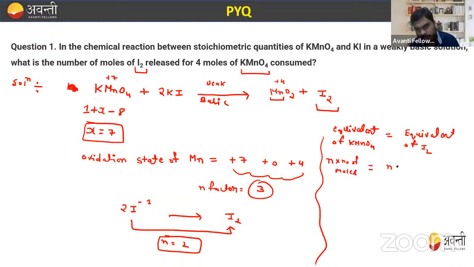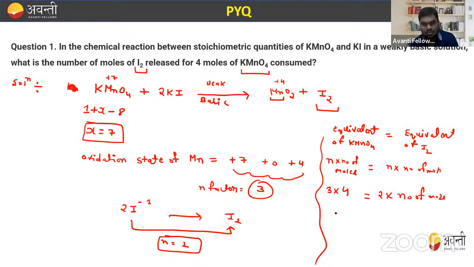This is also equal to n factor times the number of moles of I2. So what is KMnO4? For the KMnO4, we know that the number of moles is already given. That is 3 mole, right? So n factor is 3 and the number of moles is already given, that is 4. 4 moles of KMnO4. Here n factor is 2 and the number of moles you have to calculate, right? This one you have to calculate, the number of moles.